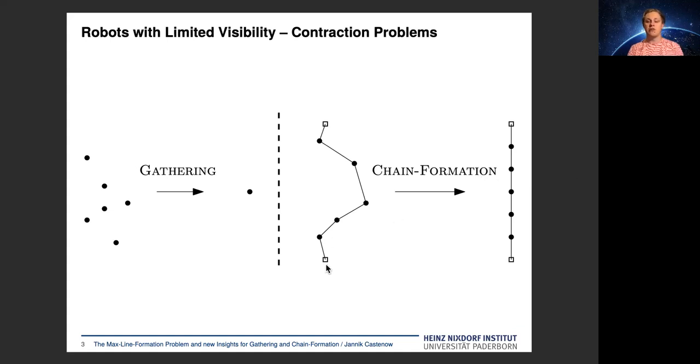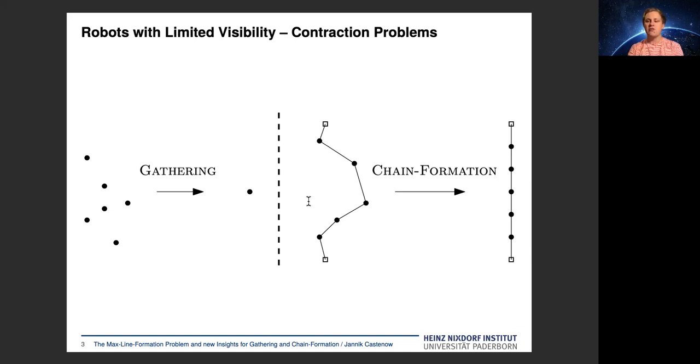Here we have a chain of robots. The two outer robots at the end of the chain are stationary and do not move. All inner robots have exactly two neighbors. These neighbors are predefined and fixed. So robots always can identify their two neighbors. Due to the limited visibility, the algorithms always have to ensure that the distance between a robot and its neighbors is at most 1.